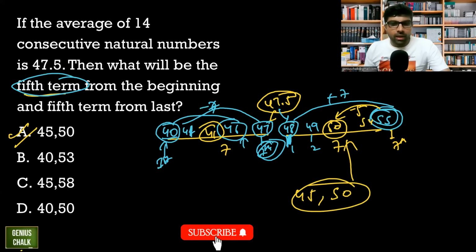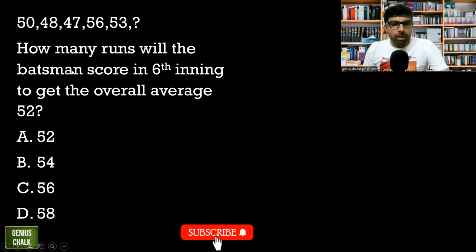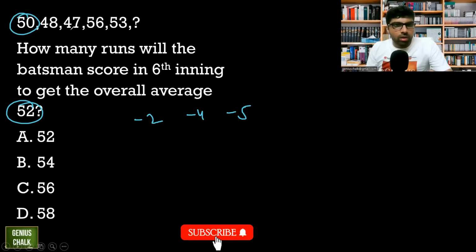Right? Next one. How many runs must the batsman score in the 6th inning to get the overall average of 52? So this is the reverse of that deviation method. So 52 is the overall average. Okay. Now, what is the pattern? It is -2. This is -4. This is -5. And this is +4. This is +1 and something else.